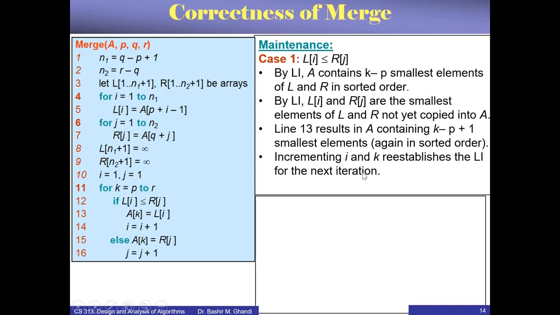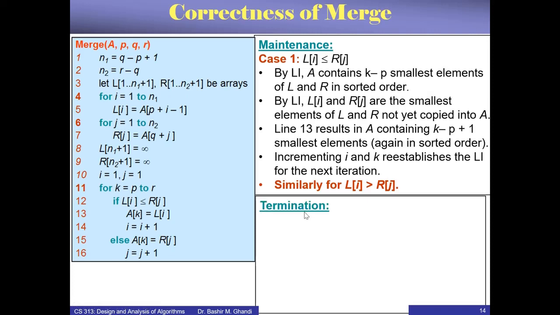Now, incrementing I and K will re-establish the loop invariant. Because after doing this copy, we only updated I to I plus 1, and of course K will be updated to K plus 1. So we have only increased I by 1 and K by 1. So the number of elements remain the same between the array A and the subranges. I hope this is clear. We can follow the same argument for the else part. In case it is the element in R that is smaller, then it is the only one we're going to copy back to the array A, and the loop invariant will remain true as well.